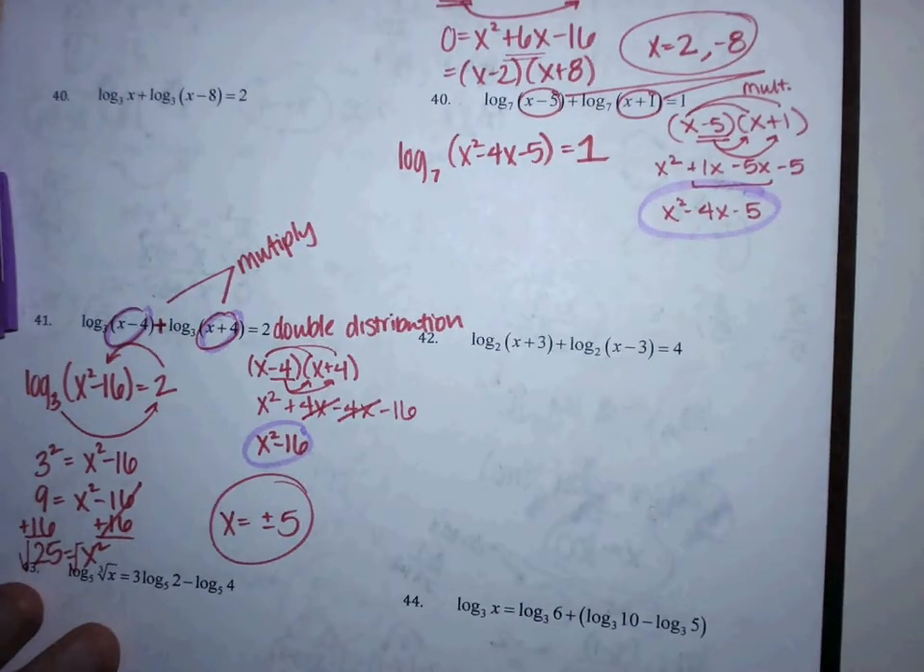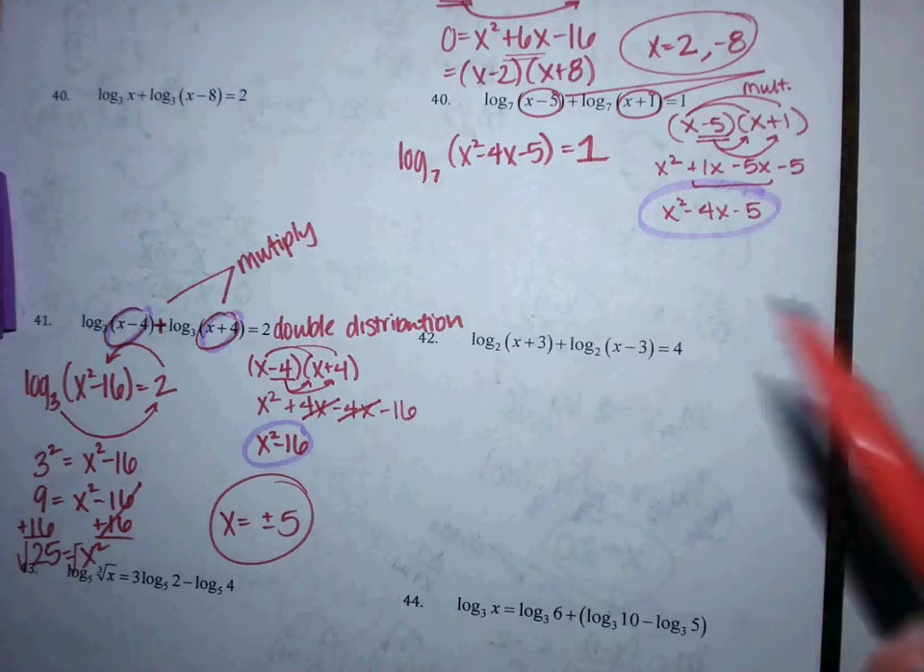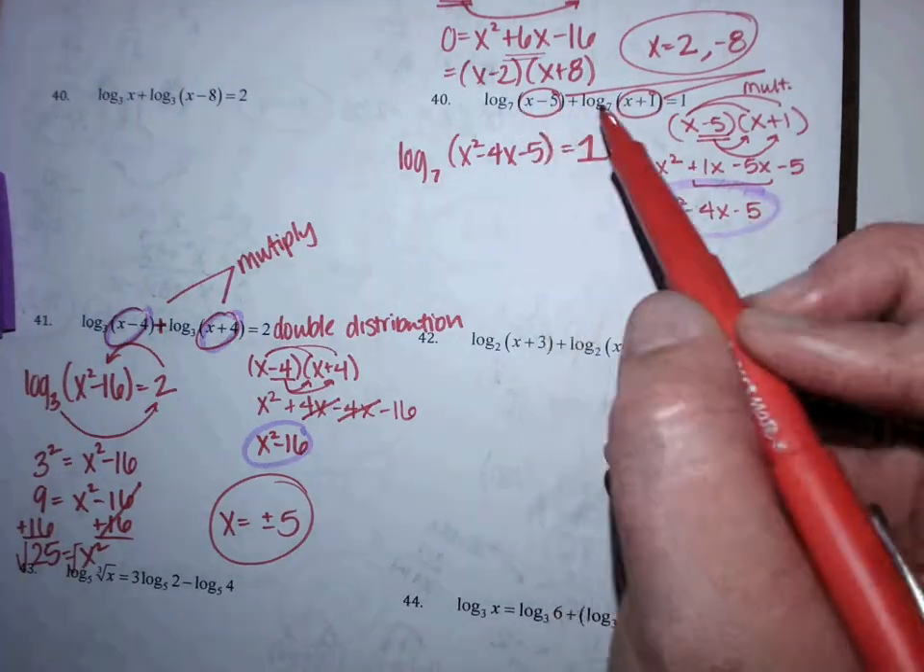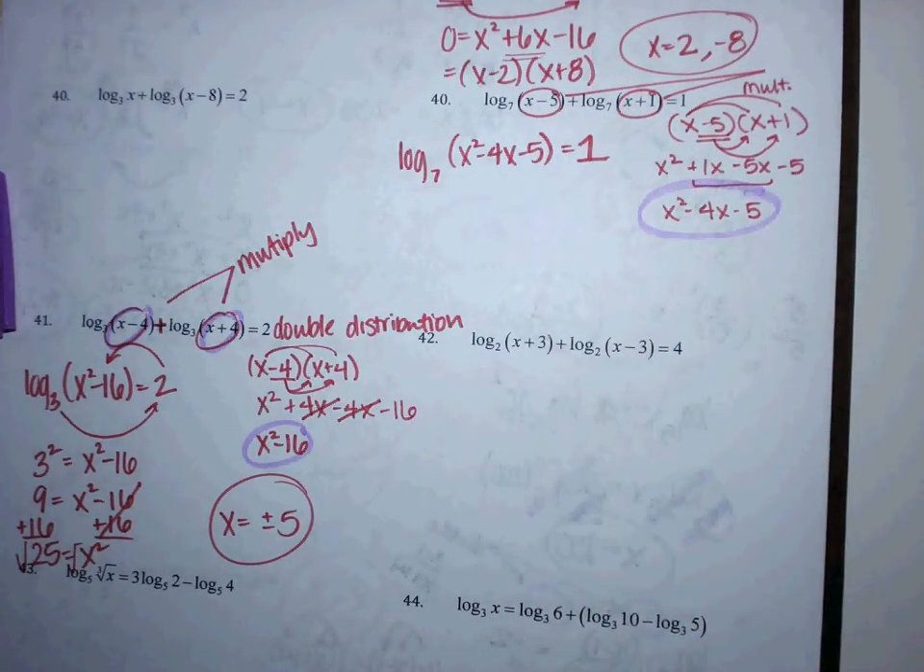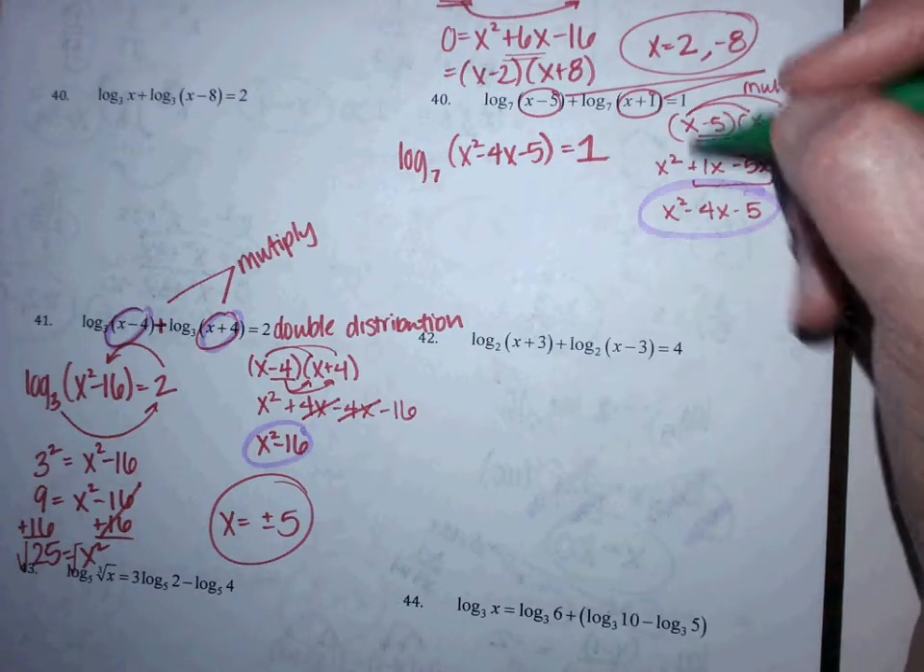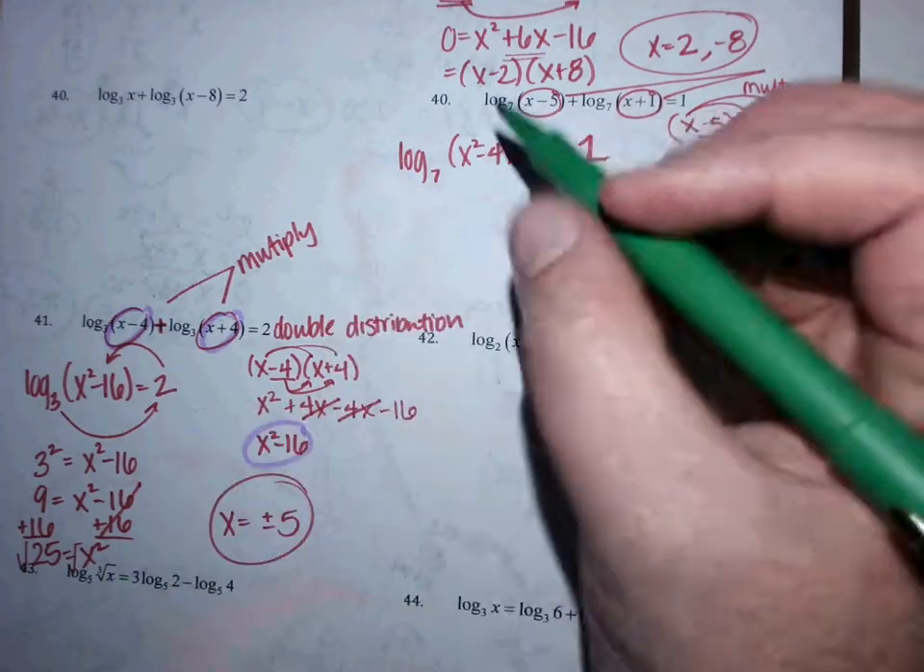Now, I also want you to think about why the heck do we have to do that? You cannot loop when you have multiple logs. So that's the whole problem that we're trying to fix, is I can't log loop when I have 2 logs added together. So I combine them by multiplying. I do a little double distribution to get to here so I can loop.